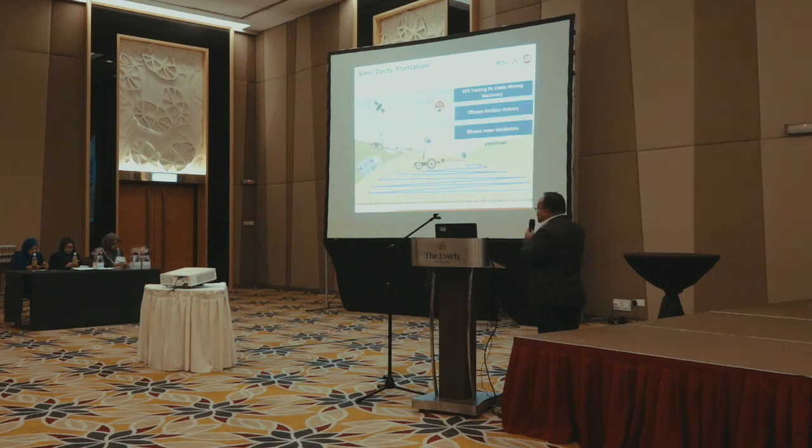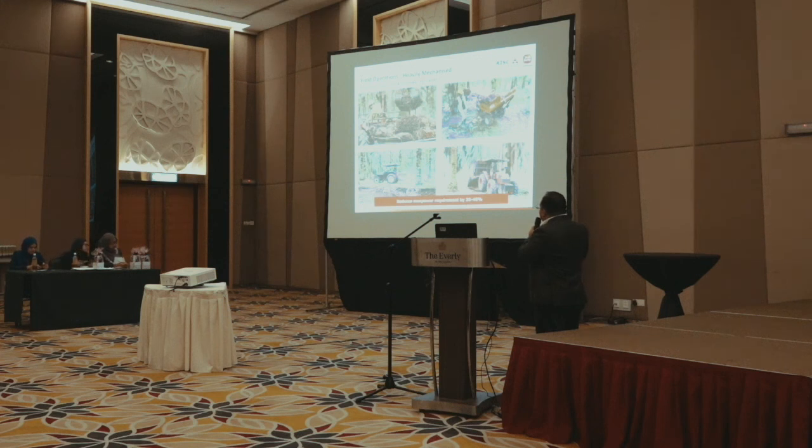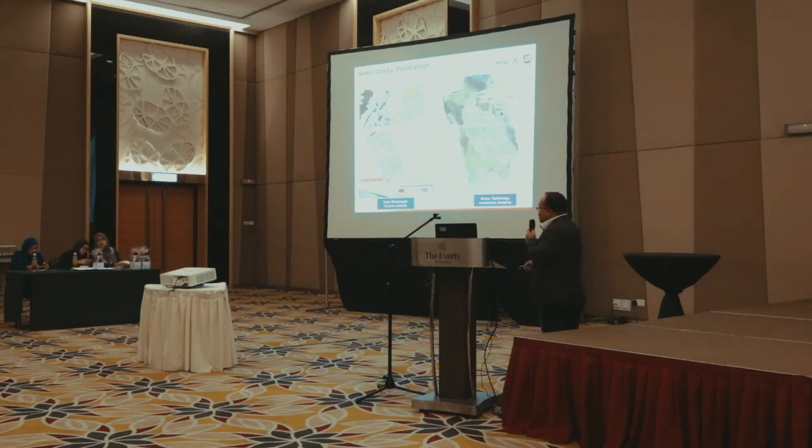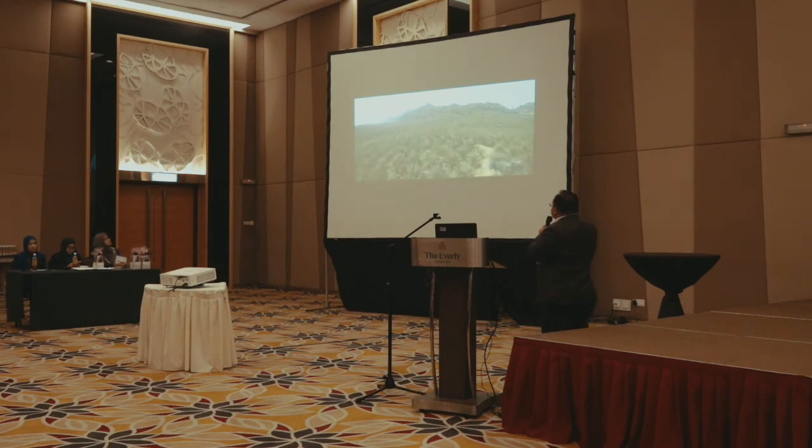These are the elements that we need in the estate: GPS tracking for estate moving machinery, efficient fertilizer delivery, efficient water distribution. This is some of the mechanization we have already implemented in the estate. We can reduce about 30 to 40% of manpower. With remote sensing using drone technology, with a camera or mapping image, we can map a very large area in a very short time. This is an example of an image from the drone. Last time it was very difficult to get this picture, so we needed to use a helicopter. Now with drone technology, using the image, you can see the health of the palm trees.